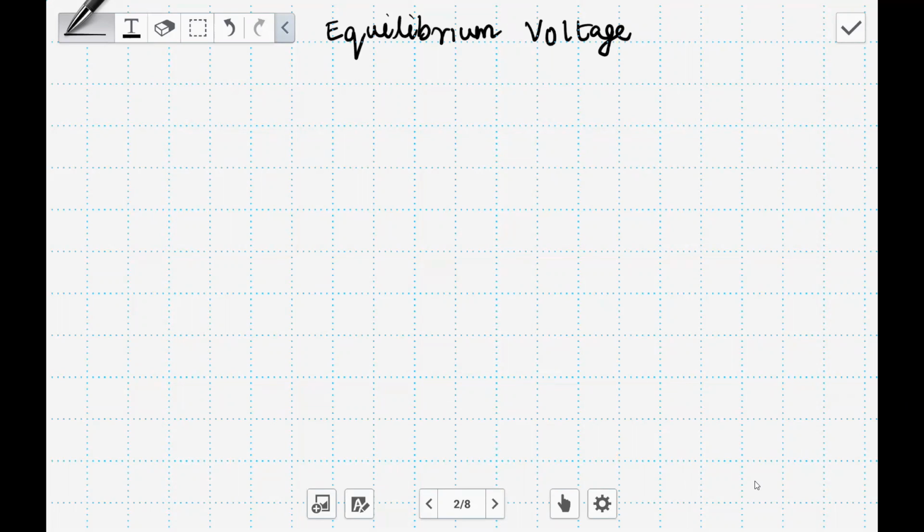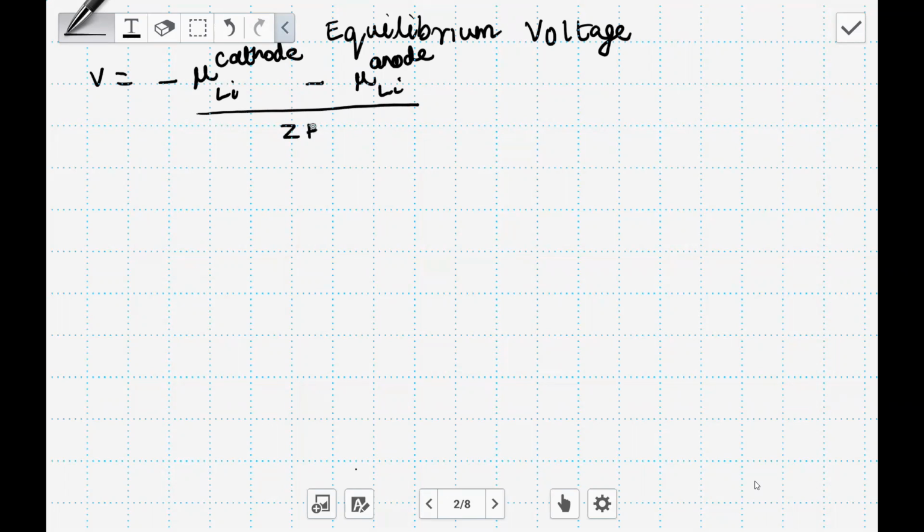So delta G is equal to minus nFE, right? So that's the fundamental equation from thermodynamics. So you write it as: equilibrium voltage is, in this case, the chemical potential of lithium at the cathode minus the chemical potential of lithium at the anode, divided by z, where z is 1 for lithium.